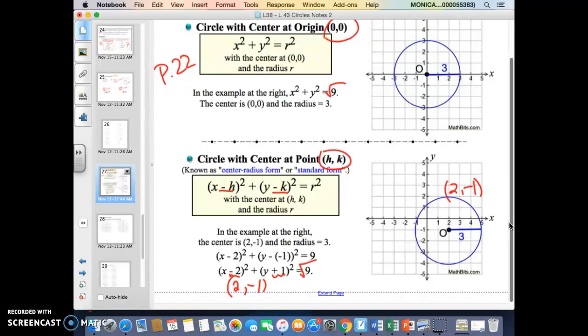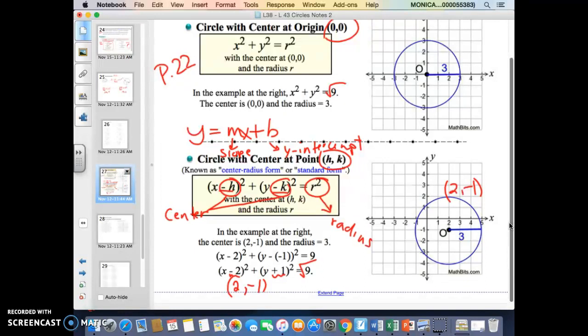So this is what the formula for a circle looks like, or the equation. It's very similar to when you had y equals mx plus b. This is your slope, and this is your y-intercept. Well, for a circle, this is what we call the center, and this is the radius. And that's all you need to draw your circle.